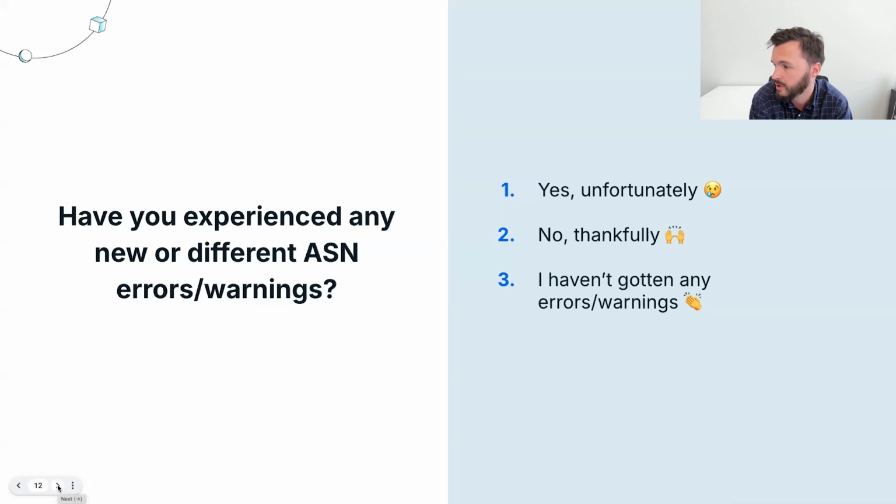All righty. So what we're looking at here is that about 50% of the people submitting answers have said yes, that they have seen these new ASN errors and warnings. But about 36% have said no, thankfully. And then a couple of people responded with, I haven't received any errors or warnings yet. So that's the spread there. Pretty interesting to see. Some people are feeling the weight of this impact. Some people are not so much. Great.